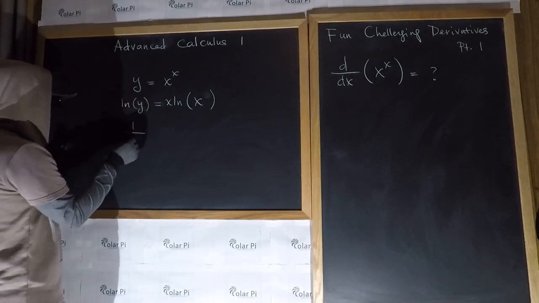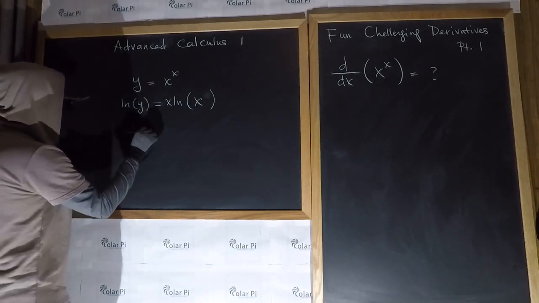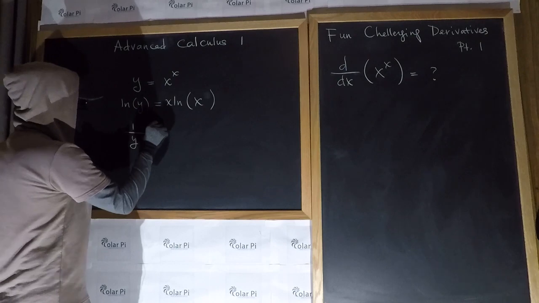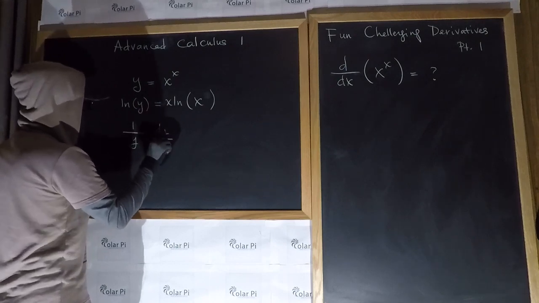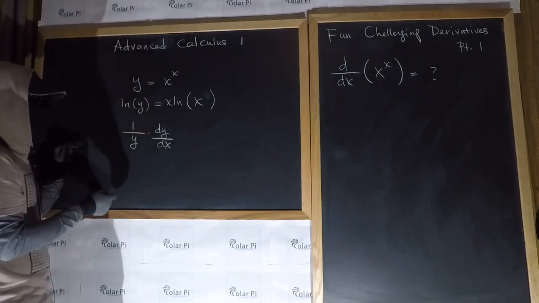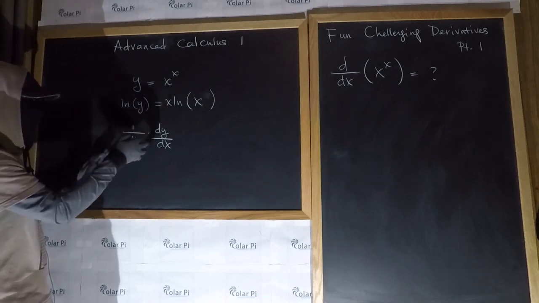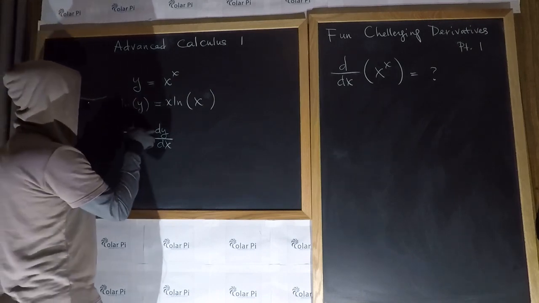Okay, now, proceeding with the implicit differentiation, on the left side, the derivative of the natural log of y is 1 over y times, by chain rule, the derivative of y, which is dy dx. And remember, what we're after is dy dx. So from here on out, the name of the game is solve for dy dx, which is right here.